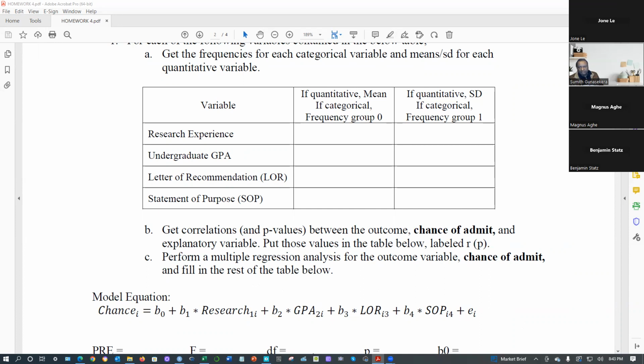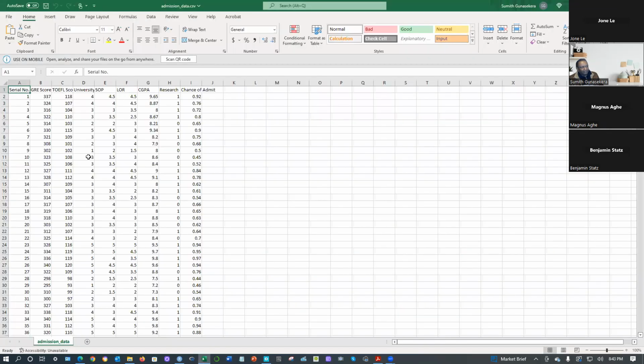So the admission data CSV file is not downloaded. I didn't see that message. Okay. You cannot get this one? Anybody? You cannot download this one?